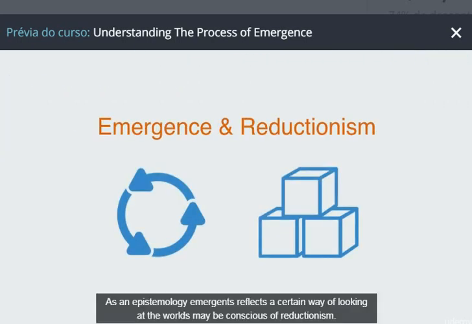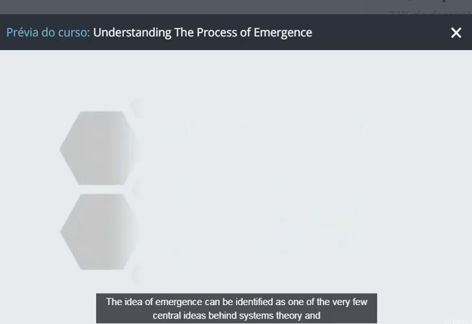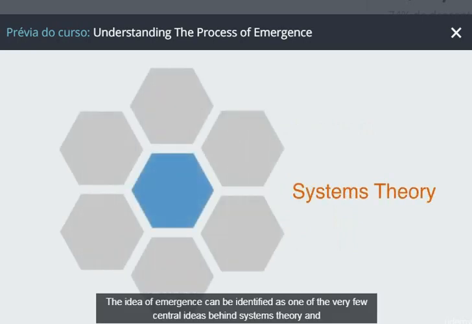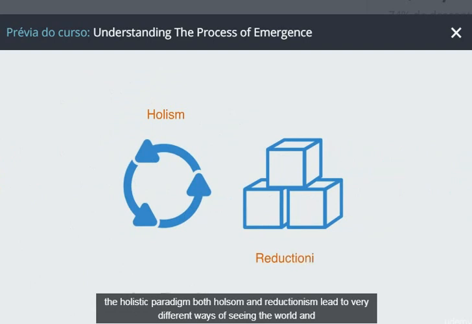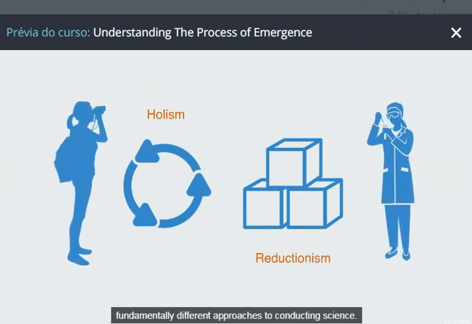As in epistemology, emergence reflects a certain way of looking at the world that may be contrasted to reductionism. The idea of emergence can be identified as one of the very few central ideas behind systems theory and the holistic paradigm. Both holism and reductionism lead to very different ways of seeing the world and fundamentally different approaches to conducting science.